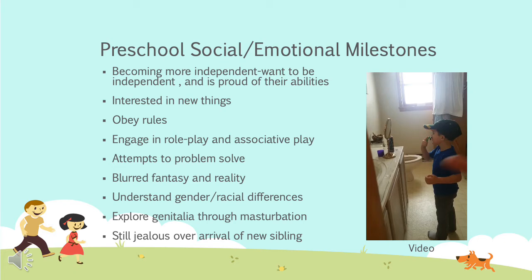So remember, the toddler was disobedient and defiant, where now, according to different theorists, there are different reasons for it, but they're starting to obey these rules nonetheless. They're engaged in role playing and associative play, so they're starting to play with other children around them. Role playing is displayed in the video I have here of my son shaving. They like to try to problem solve and come up with different solutions.